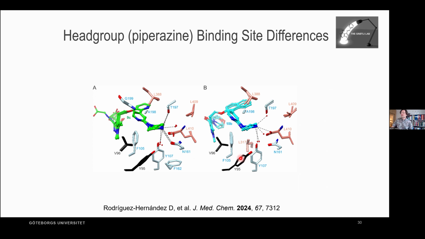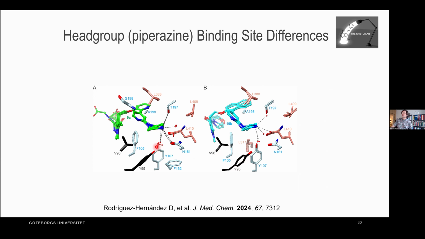If we look here, we actually look at the head group, and we have not done any changes to the head group. But if you look in the A panel, you see the tail is quite flexible and covers a large area. And then if you look carefully here, you see the nitrogen at the head group makes interactions with some amino acid side chains and some water molecules.